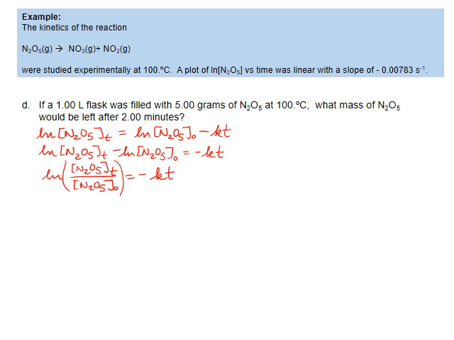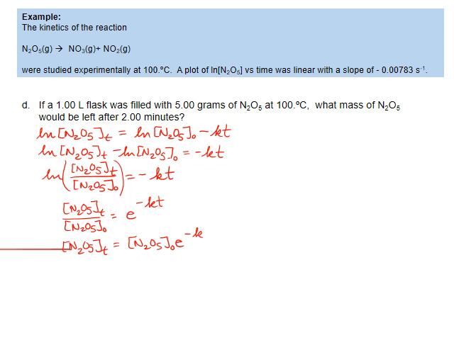And now if I do the inverse natural log of both sides, I get the concentration of N2O5 at some time t over the initial concentration of N2O5 is going to be equal to e to the minus kt. Multiplying both sides by the initial concentration of N2O5, we get the N2O5 concentration at some time t is equal to the initial concentration of N2O5 times e to the minus kt.